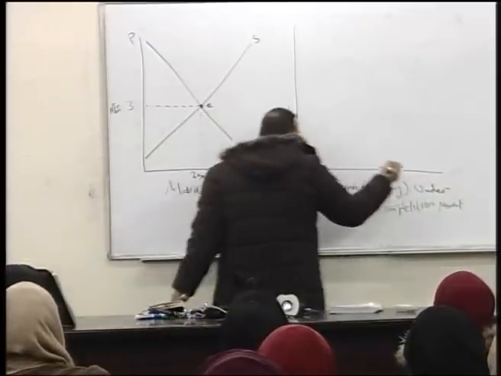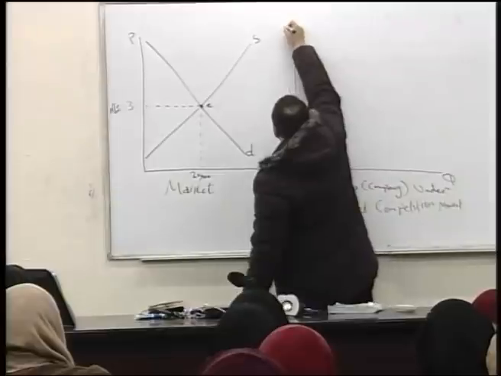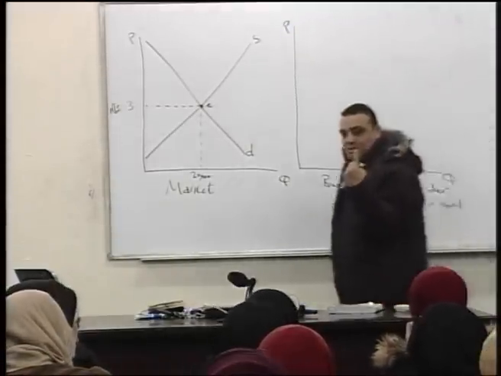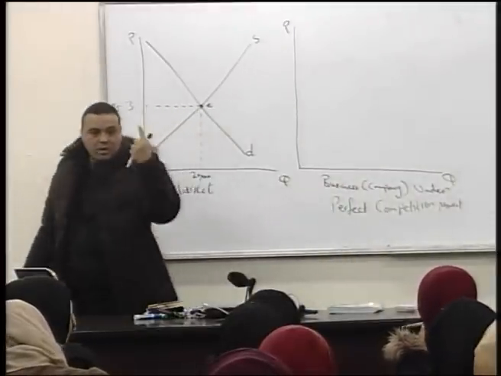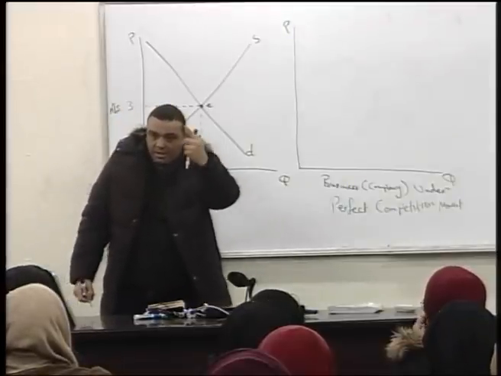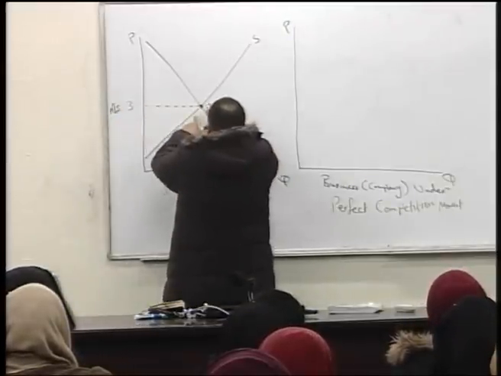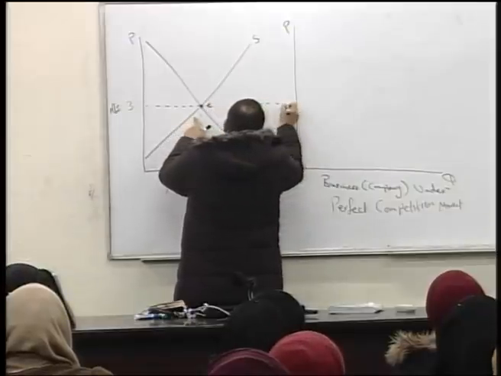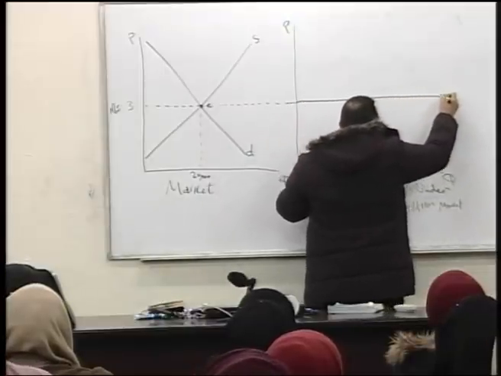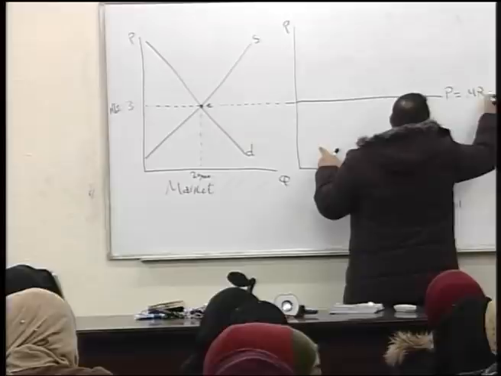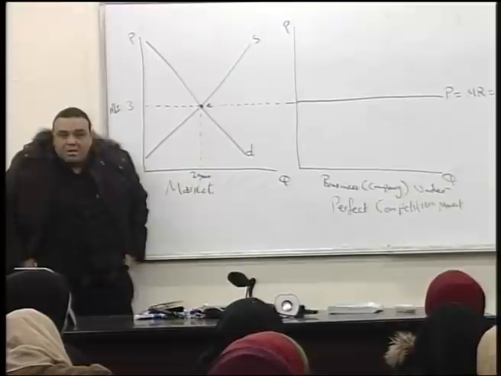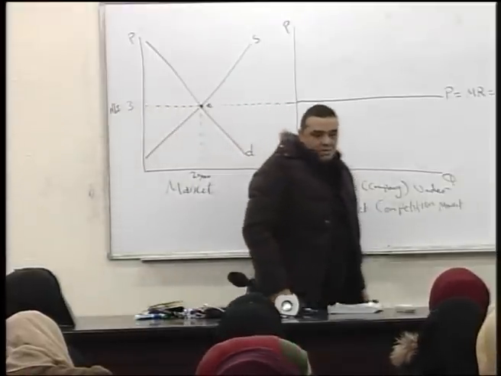So here, Q, prices. If I want to sell 1 unit, how much is the price? 3. 2 units, 3. No, 3 per unit. So here the price is determined here. The same prices. P equals MR equals demand curve. This is the demand curve for what? For the business that works under the perfect competition market. Isn't that what we said?